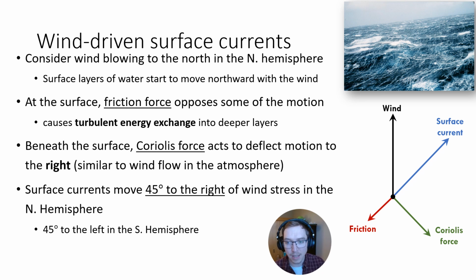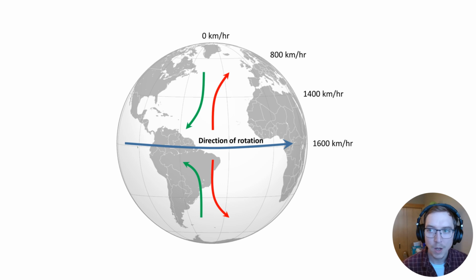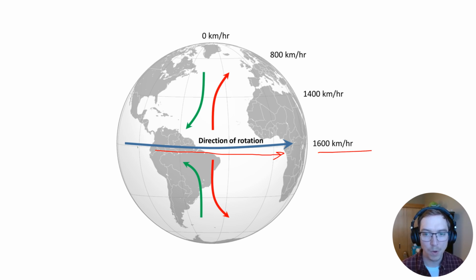So we can see here you've got wind acting in this vector, friction acting in this vector, the Coriolis force acting in this vector, and the surface current moving this way here. We saw this before, right? This is our direction of rotation of the world going this way. It varies from roughly 1,600 kilometers per hour near the equator to 0 kilometers per hour near the poles. And we have this mixing. We see here this turbulence, this grand circulation within our atmosphere driven by things like the Coriolis effect.